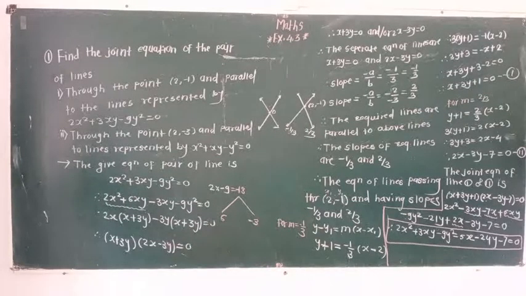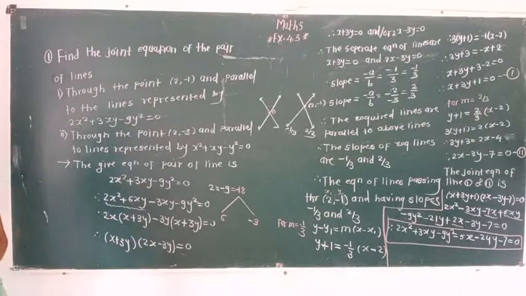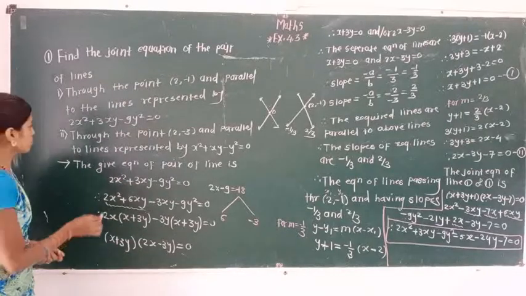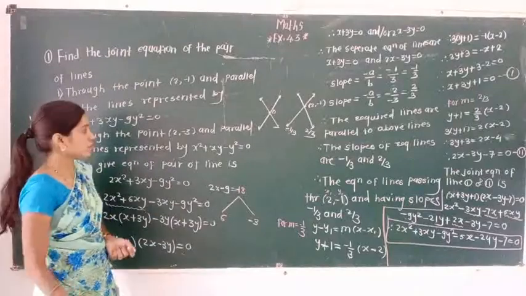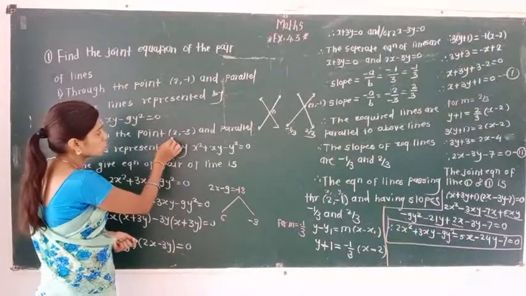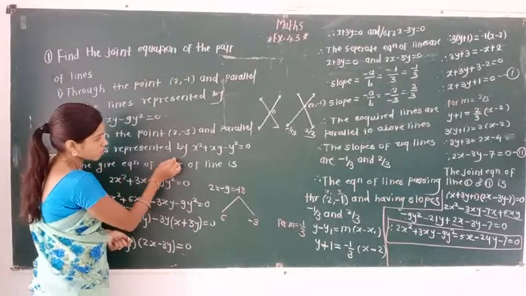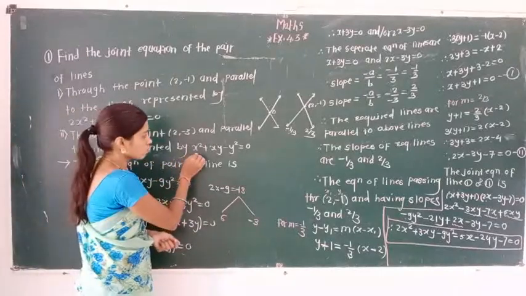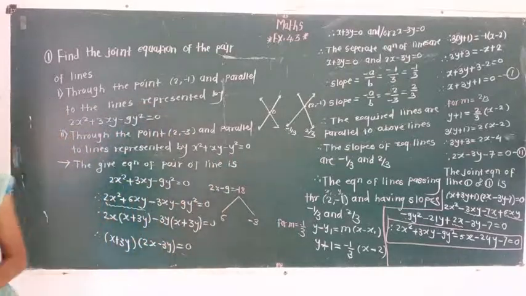Now let's see the second example. We have to find the lines through the point (2, -3) and parallel to the lines represented by the equation x square plus xy minus y square is equal to 0.